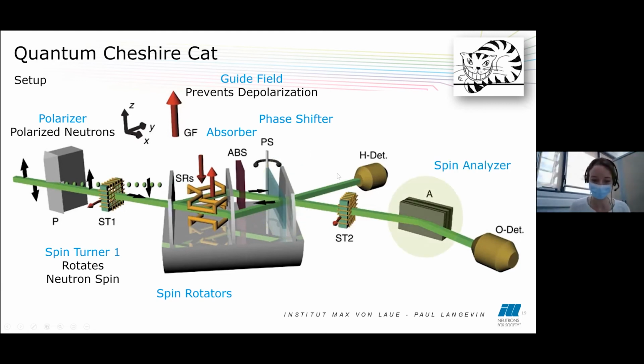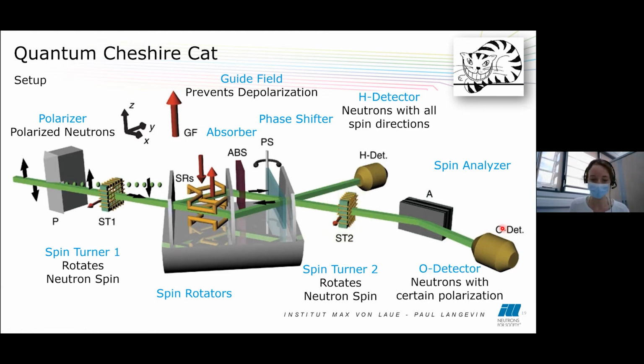What is special about this experiment compared to other experiments is that there's a spin analyzer in front of the O detector here. And this spin analyzer only lets through neutrons which had a spin parallel to the neutron's direction of flight, meaning they took the upper path before passing the second spin turner shown here. This means that the O detector should in principle only detect neutrons from the upper path if there's no additional polarization introduced. And we have the H detector as well, and the H detector detects neutrons with all spin polarizations.